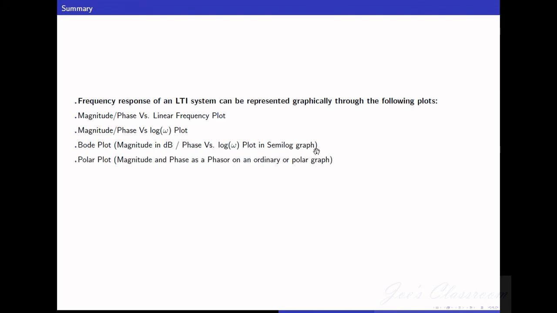The next plot we took was the polar plot. In that, the magnitude and phase angle were taken together as a phasor, and the phasors were drawn on a polar graph, and the curve traced by the ends of the phasor is what we call the polar plot. The last plot is the magnitude in decibels versus phase, and it is drawn on a Nyquist chart, which is very useful to calculate the closed loop gain from the open loop gain.